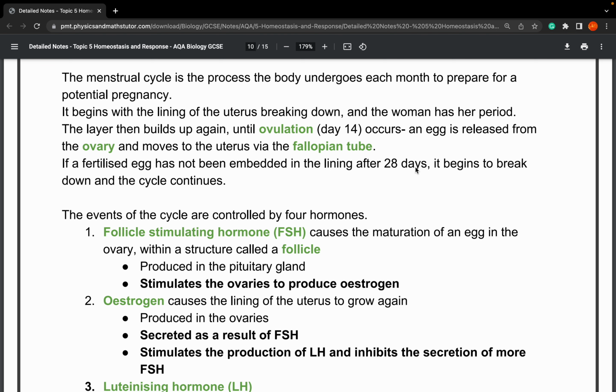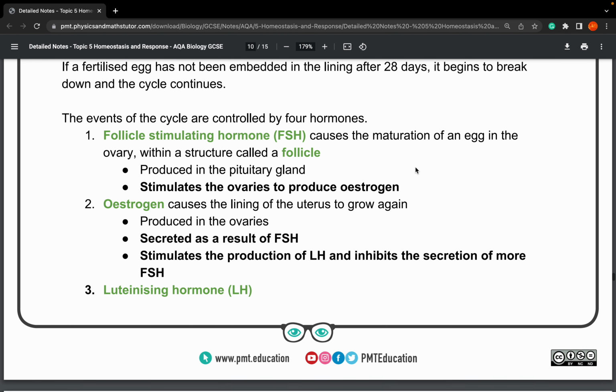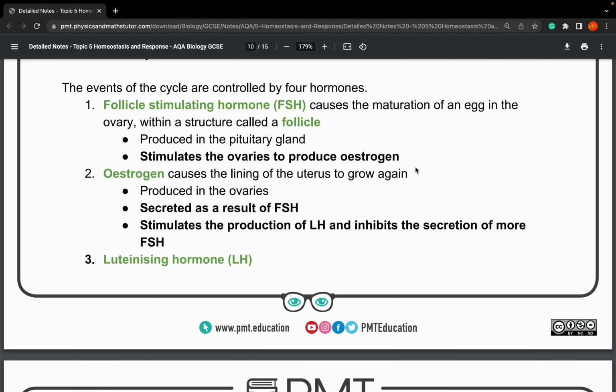The events of the cycle are controlled by 4 hormones. Follicle stimulating hormone causes maturation of the egg in the ovary within the structure called the follicle. It's very self-explanatory. The egg is present in a follicle. Since it helps in stimulating the follicle, it is known as follicle stimulating hormone. Its main work is in the first 14 days. It stimulates the ovaries to produce estrogen, and it is produced in the pituitary gland.